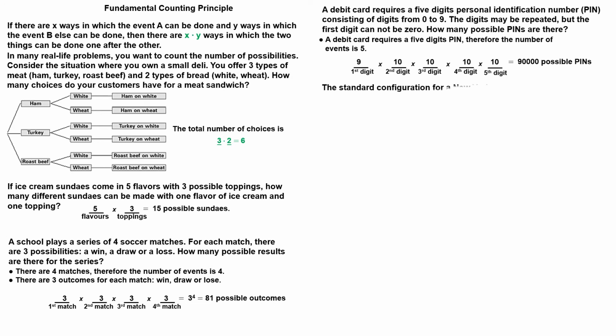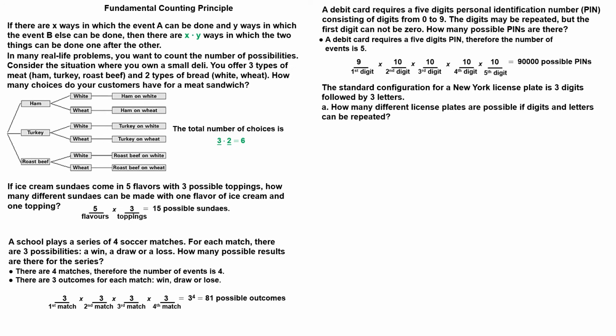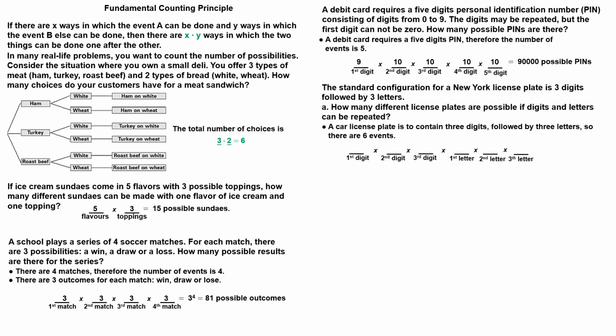The standard configuration for a New York license plate is 3 digits followed by 3 letters. How many different license plates are possible if digits and letters can be repeated? A car license plate is to contain 3 digits followed by 3 letters. So there are 6 events. There are 10 choices for each digit and 26 choices for each letter. We can use the fundamental counting principle to find the number of different license plates.